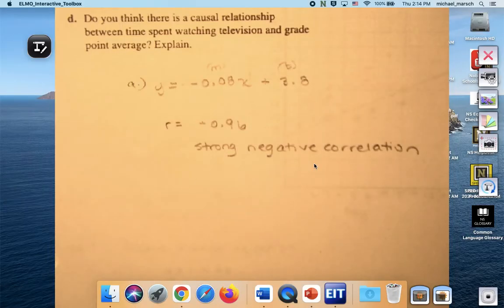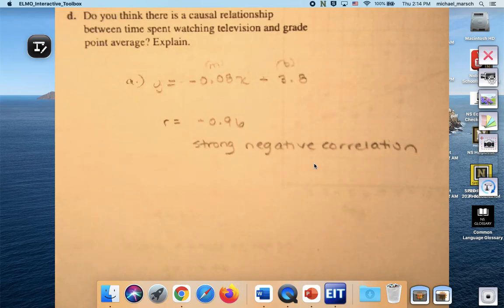So what we've just proven is that, yes, the price of the sailboat has to do with the size of the sailboat, and your grade point average most likely depends on your screen time. All right, so that was part A.